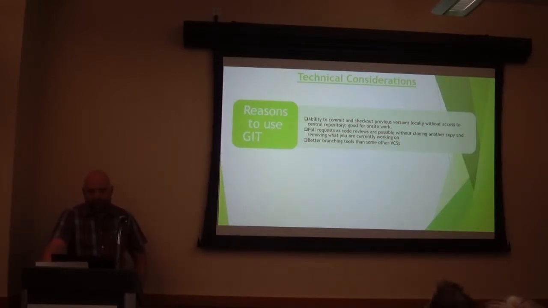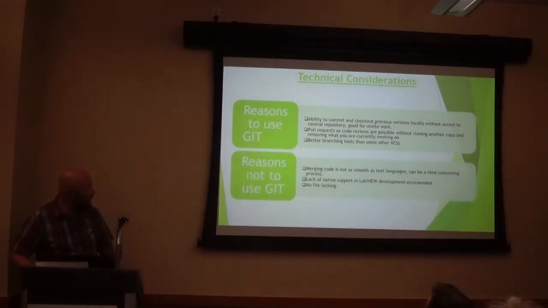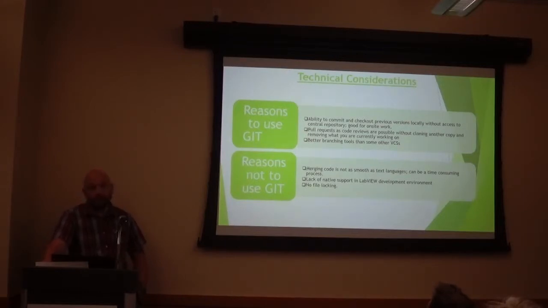Pull requests as code reviews are possible without cloning another copy and removing what you are currently working on. And another thing called branch swapping that we're going to get into that's super useful if you're doing large-scale development. Better branching tools than other version control systems are available. It does come with a learning curve, so there's that. Reasons not to use GIT: merging code is not as smooth as text languages, and can be a time-consuming process, and I'm going to address some of the tools that you can use to make that a little easier.